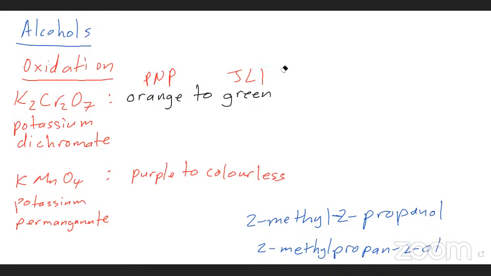All right. So in terms of the equation now, let's start with CH3. All right, let me do this structural formula. So you have your alcohol, and we're going to convert it to a carboxylic acid.